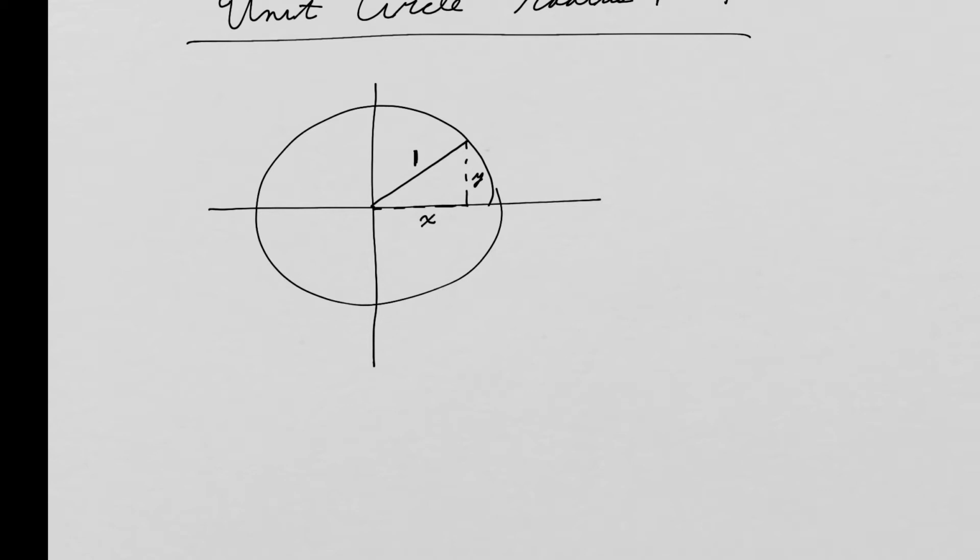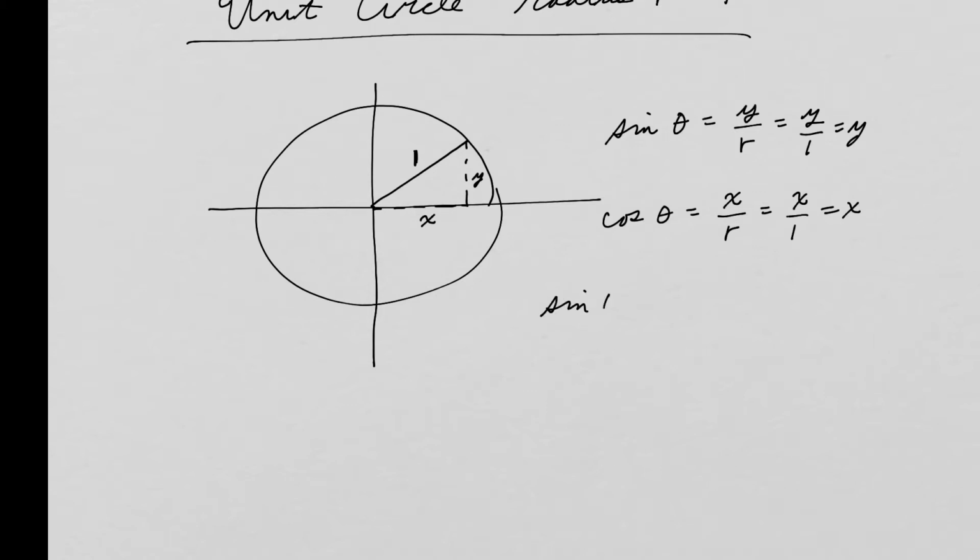That means that the sine of theta, remember in general it's y over r, but in this case, since r is 1, it's y over 1, which is just y. And cosine of theta is x over r, but with the unit circle, r is just 1, so this is x over 1, which is just x. So we've really simplified things. We can say that sine of theta is equal to y, and cosine of theta is equal to x, if you have a unit circle like this.